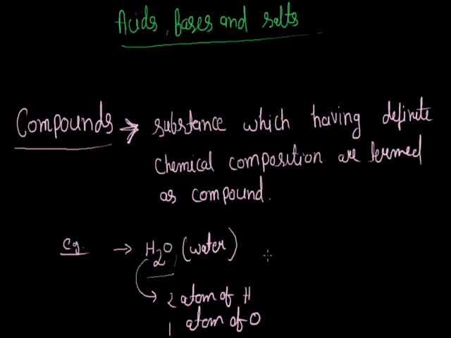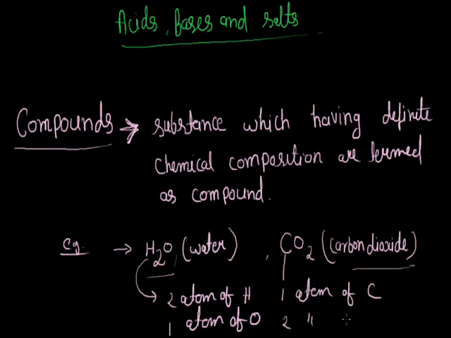Similarly, take the example of CO2, which you all are familiar with. Its name is carbon dioxide. What is the major use of carbon dioxide? It is used in the photosynthesis process by green plants. In CO2, there is 1 atom of carbon and 2 atoms of oxygen. So we can say that any substance which has a definite chemical formula is termed as a compound.